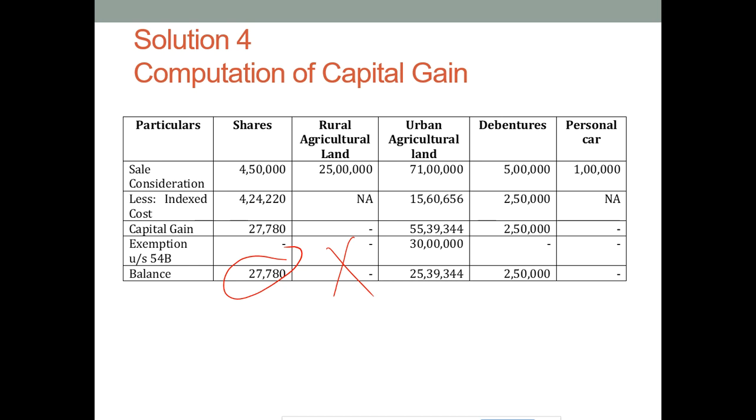Urban agricultural land is of course taxable. From 71 lakhs, we deduct the indexed cost of acquisition of 15 lakhs 60,656. So capital gain is 55 lakhs 39,344. And now mind it, he has deposited 30 lakhs in the capital gains deposit scheme. So he can claim exemption under section 54B. So the balance amount is taxable for the assessment year 2018-19. Debentures. He sold it for 5 lakhs. Indexed cost of acquisition is 2 lakh 50,000. So 2 lakh 50,000 is the capital gain. So the balance 2 lakh 50,000 is taxable.